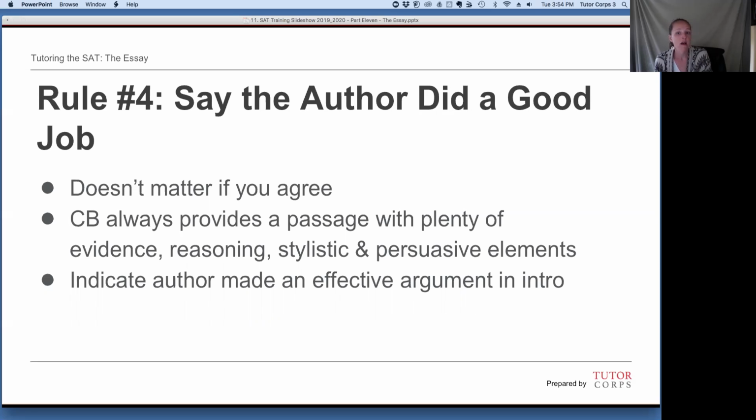The passages they provide will always include plenty of evidence, reasoning, stylistic, and persuasive elements, so the student should always indicate the author's argument is effective.